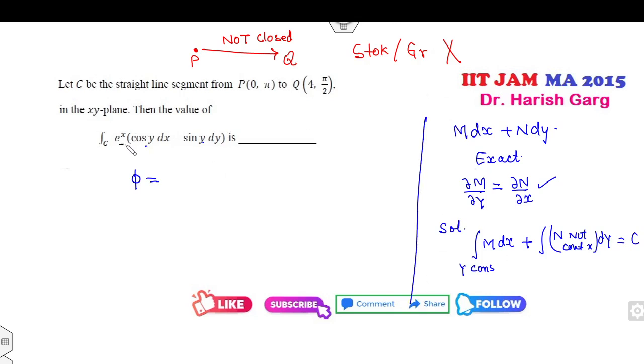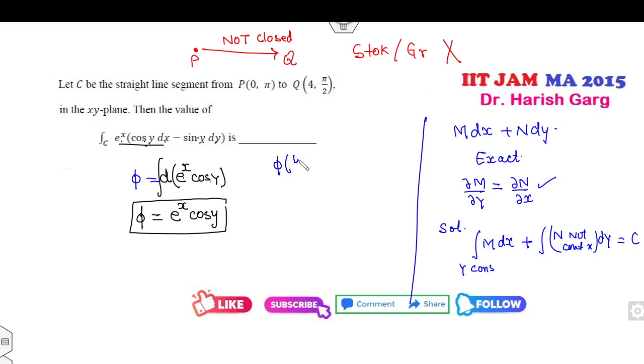You can see e raised to power x cos y dx. So I can write this function is e raised to power x cos y. If you take the derivative, it is e raised to power x cos y dx, e raised to power x minus sin y dy. So that means your phi is e raised to power x cos y. Then your target is to find the value of the phi from P to Q.